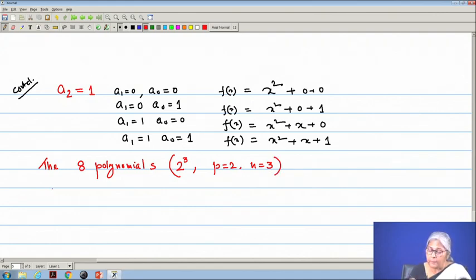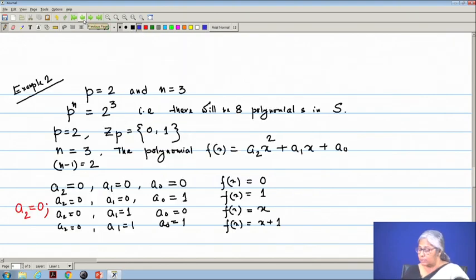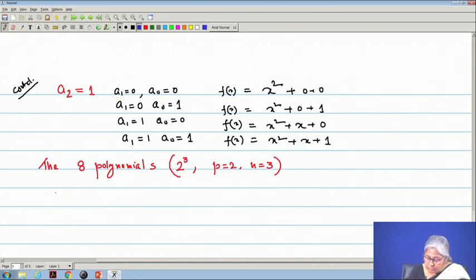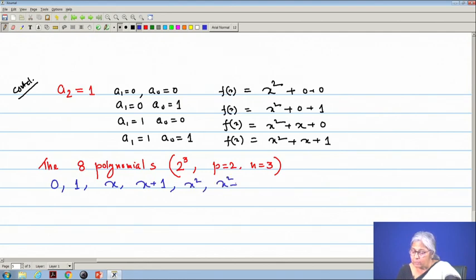The polynomials are 0, 1, x, x plus 1, then here we get x square plus 1, x square plus x and x square plus x plus 1.